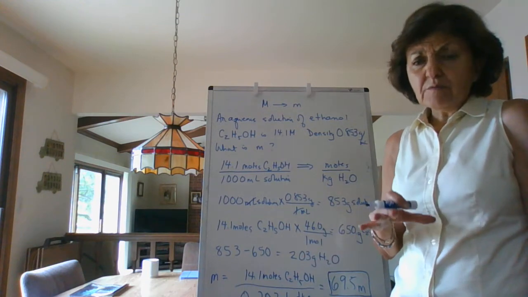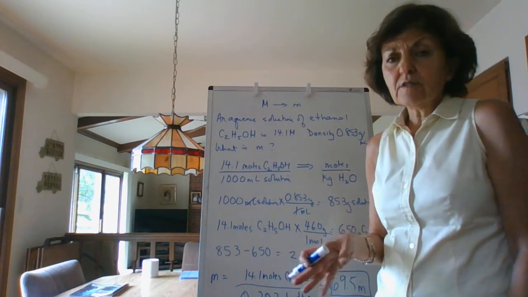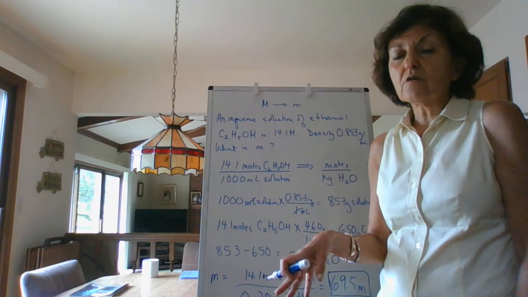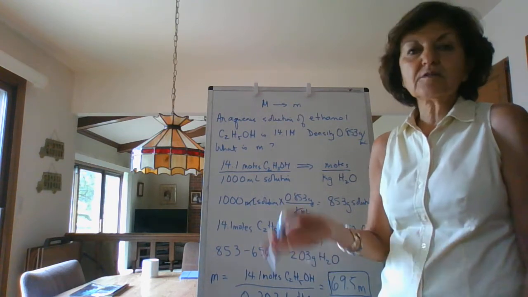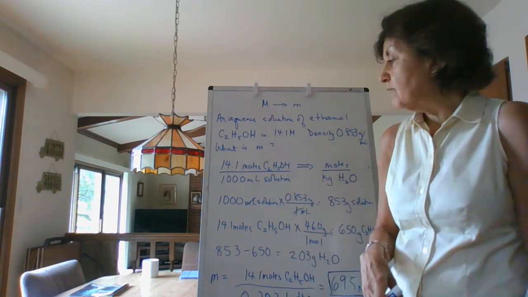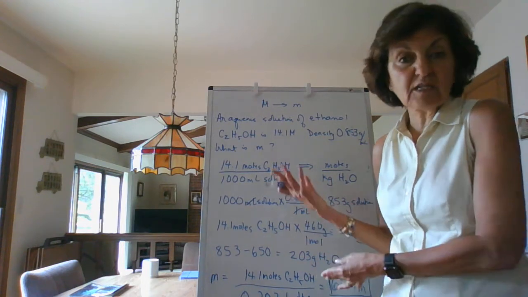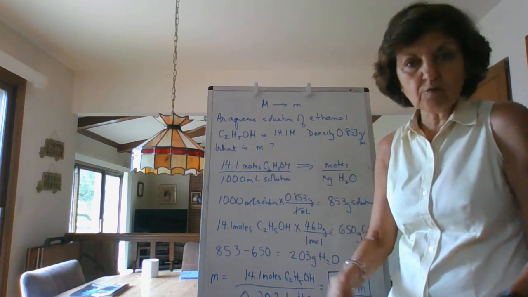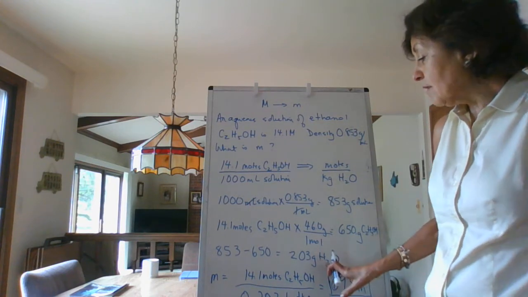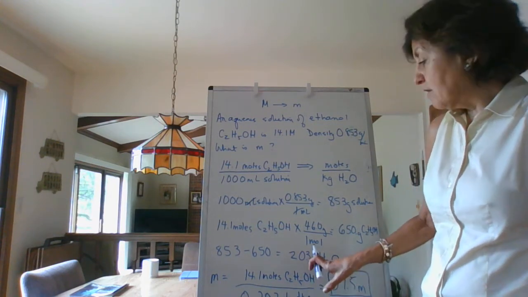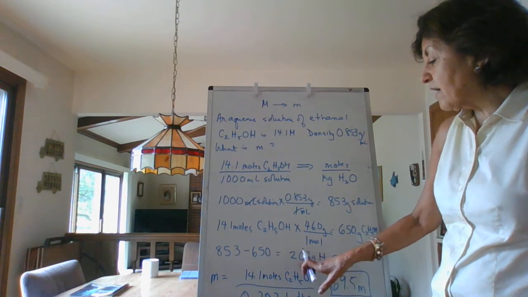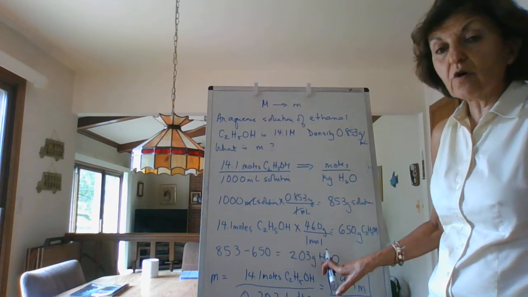I know with this problem it's a little weird that your solvent is less in mass than your solute, which is exactly opposite of what I told you at the beginning, but I didn't make up the problem. It's one of those book problems, so fine, we'll just go with the flow here. This is what they wanted. So we have 203 grams of water.